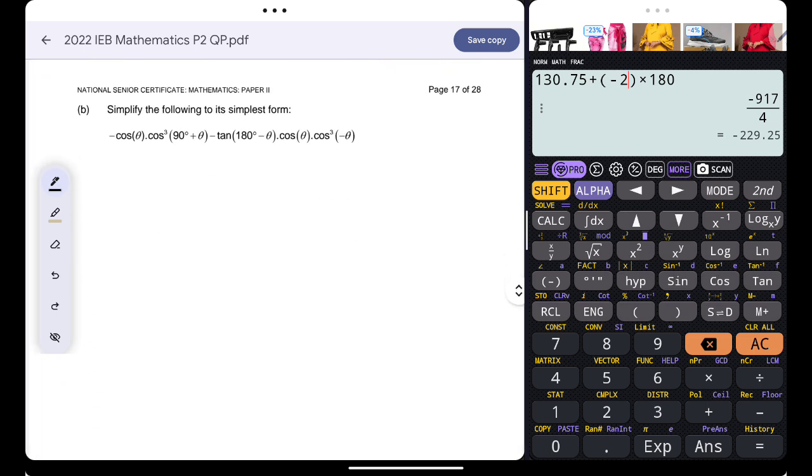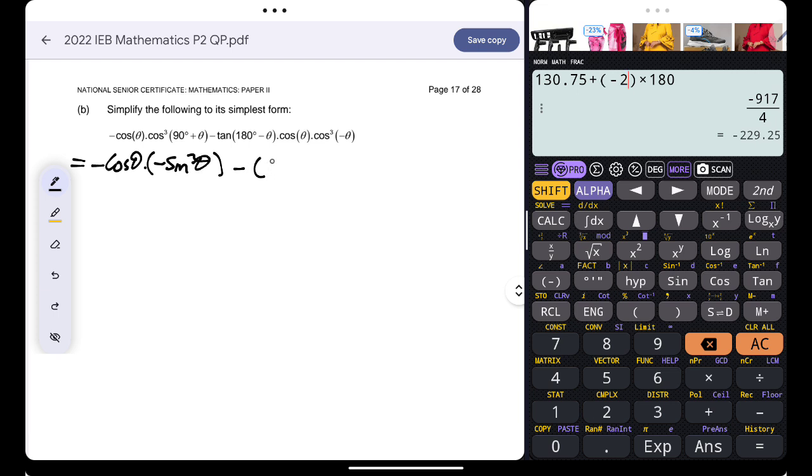We must simplify the following. Whenever I simplify, guys, the first steps are to reduce the angles. I have negative cos theta multiplied by cos cubed of 90 plus theta, right? Whenever I see 90 plus, I must change to the co-ratio. But before I change, I want to check the sign of the trigonometric ratio I'm changing. Is it positive or negative? 90 plus is in the second quadrant and cos is negative. So that means I'll have a negative sine cubed theta.